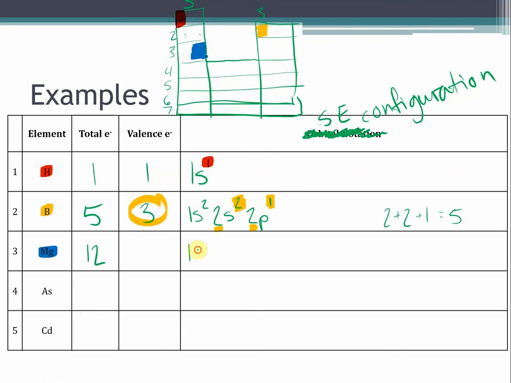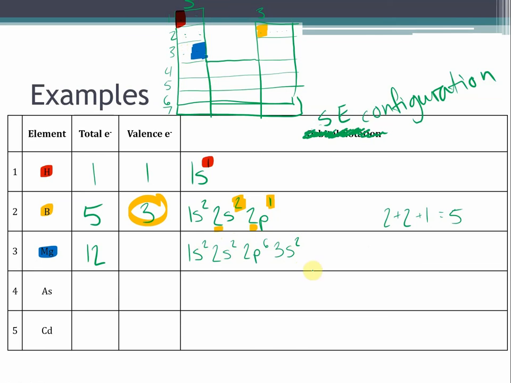We'll start with 1s. We said it should be full with 2 electrons. And then 2s should be full with 2 electrons. And then 2p should be full with 6 electrons. And then next comes 3s. We said there should be 1, 2 electrons there.